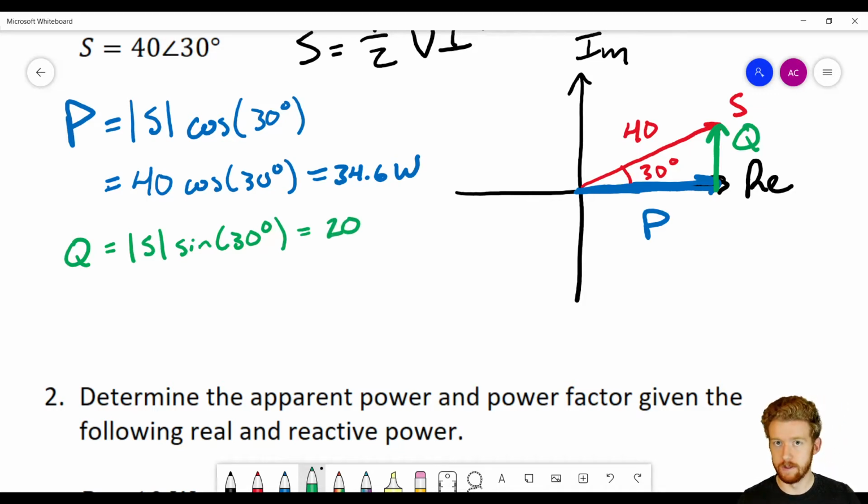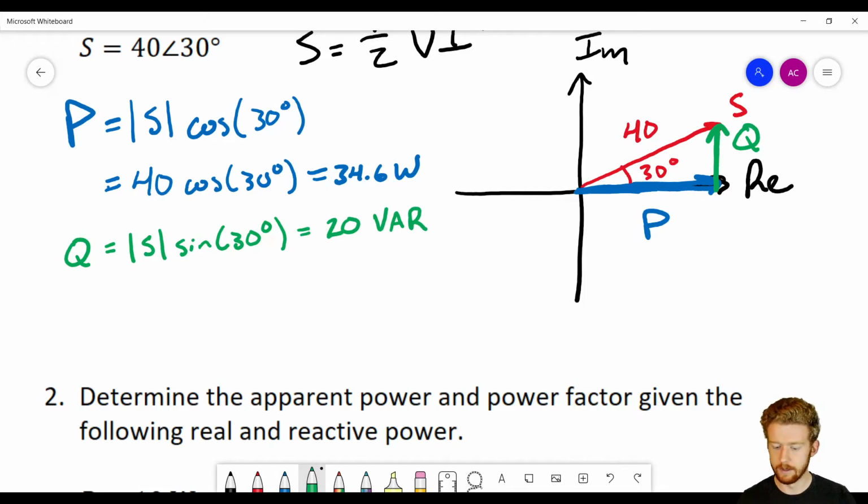But what's the unit of this? You might be asked, what is the unit associated with reactive power? Well, it's not watts, because watts, remember, is real power. So what is reactive power? Well, we're multiplying voltage times current, so volts times amps, and then we need to make sure we note that it's reactive, so the unit is VAR, volt amp reactive. So that's the unit of reactive power, volt amp reactive.